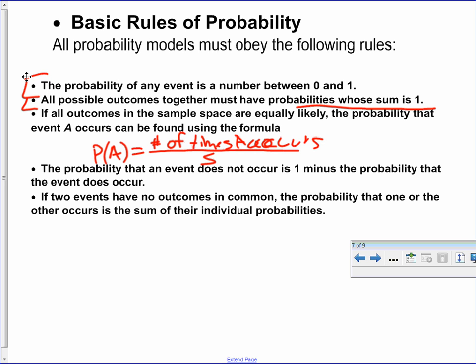If the probability that an event does not occur, so the probability of not A, is 1 minus the probability of A. And we're going to learn a special term for that here in a second.